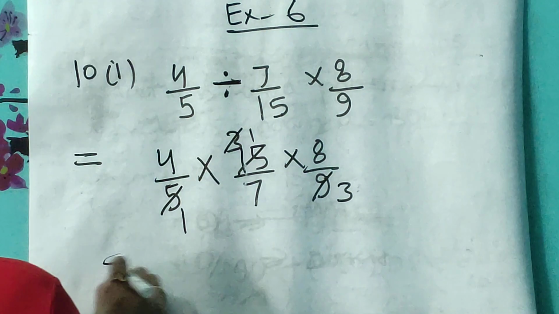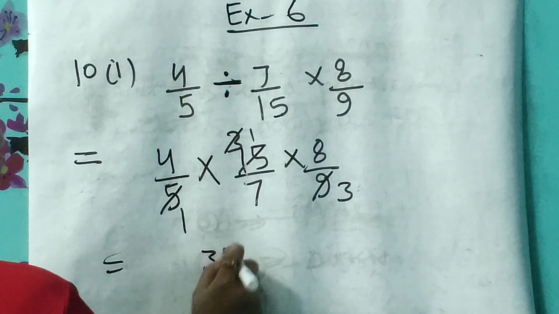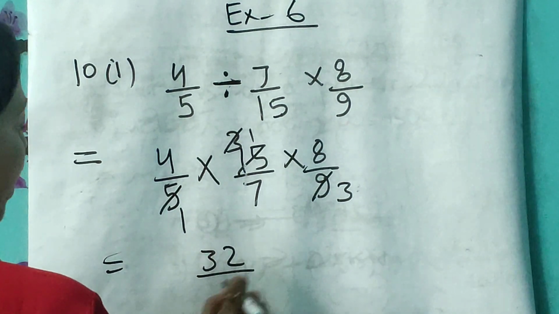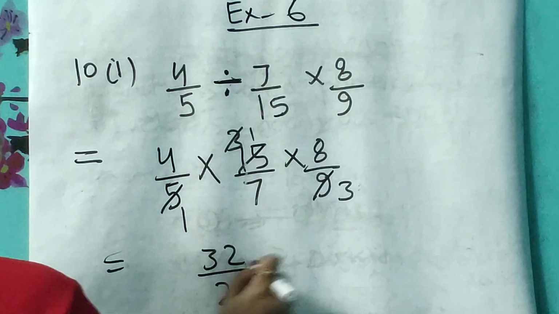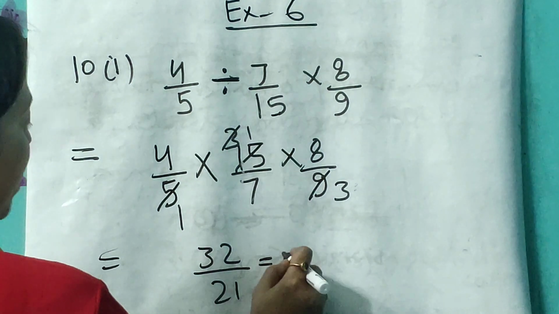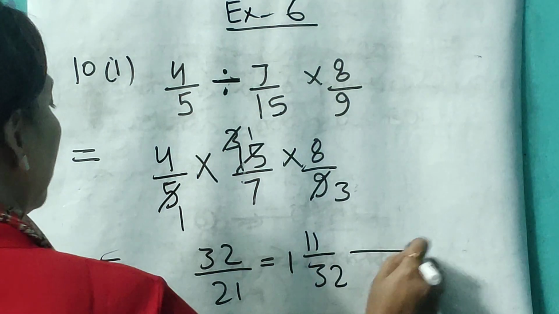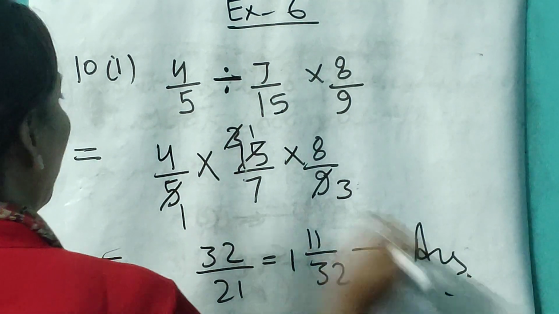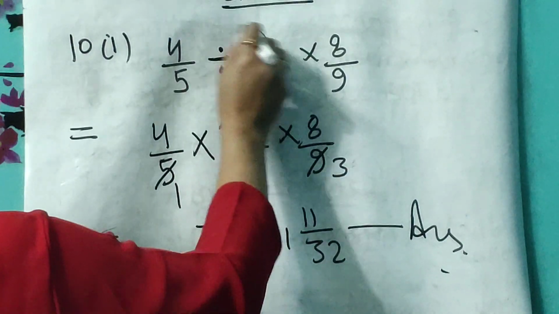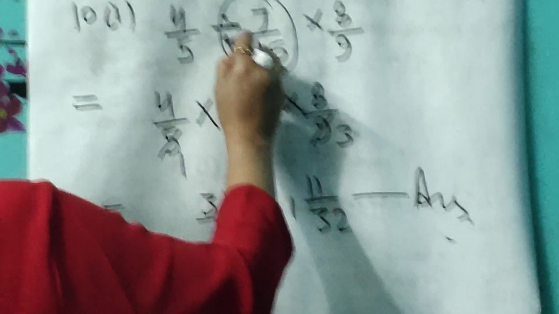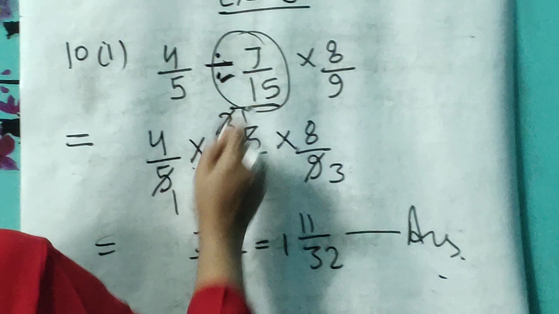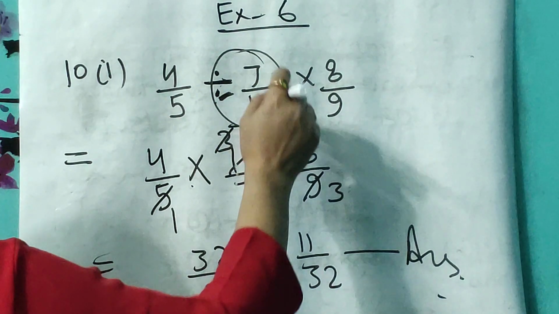Now nothing you can divide. So 4 eights are 32 and 7 threes are 21. So the mixed form, you can write 21 by 32 as 1 whole 11 by 32. This is your answer. What you are doing here, the main thing, is changing this division into multiplication and writing the reciprocal of this number.